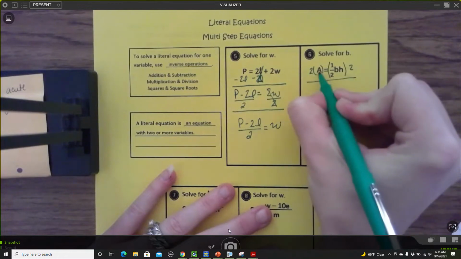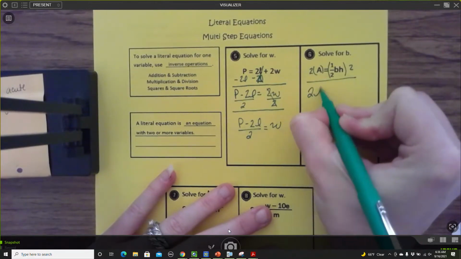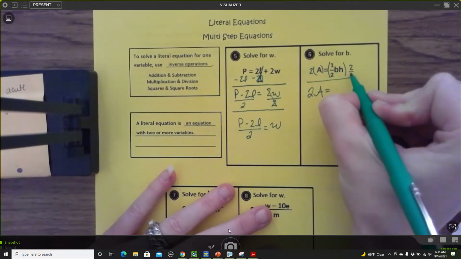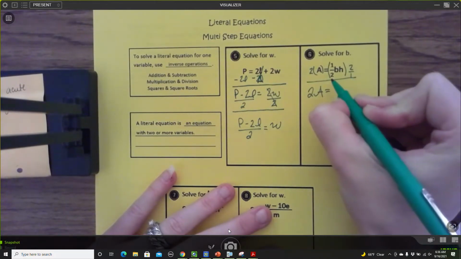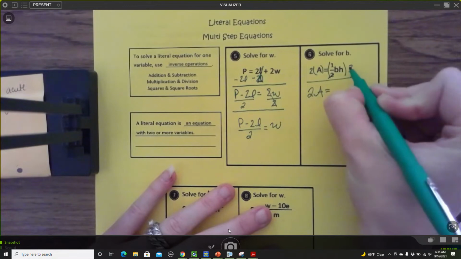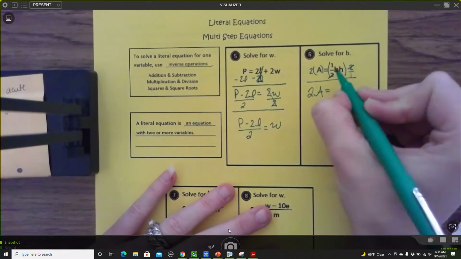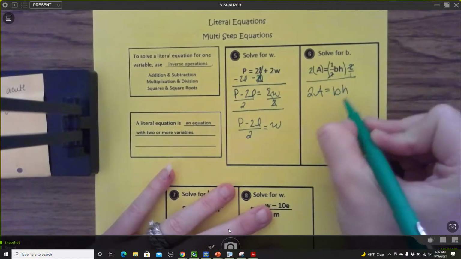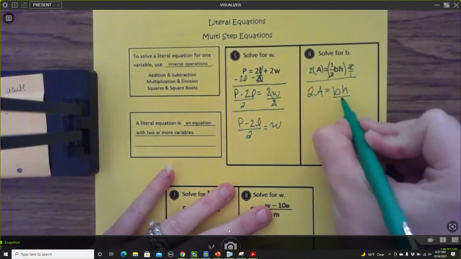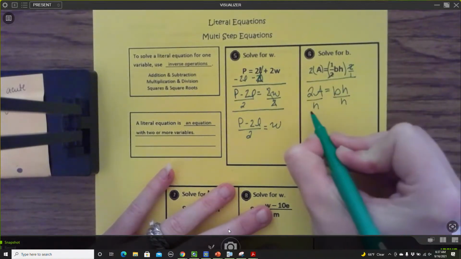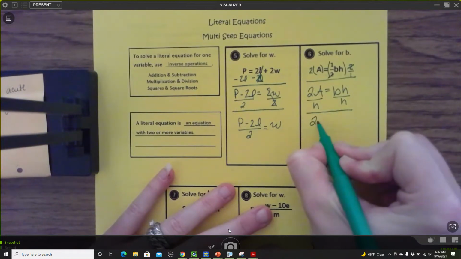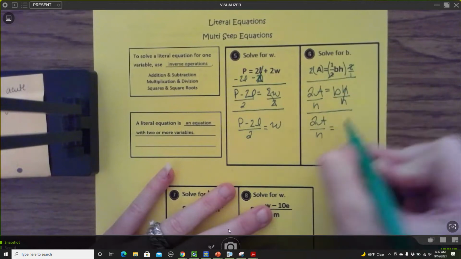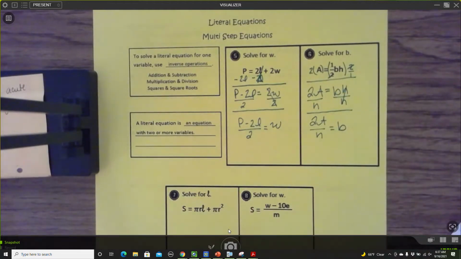Okay, so on the left-hand side, I have 2A equals the 1/2 and the 2. Remember, 2 is just 2 over 1. Top of this fraction, bottom of this fraction, those will cancel. And so I'm left with BH. Now I have the B being multiplied by H. So I can divide both sides by the H. On the left, I have 2A divided by H. The H's cancel over here, and I'm left with B.